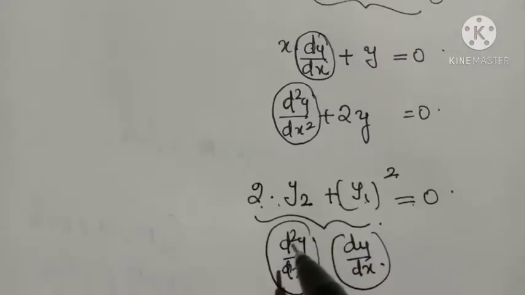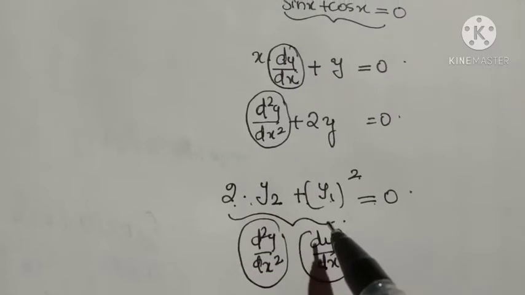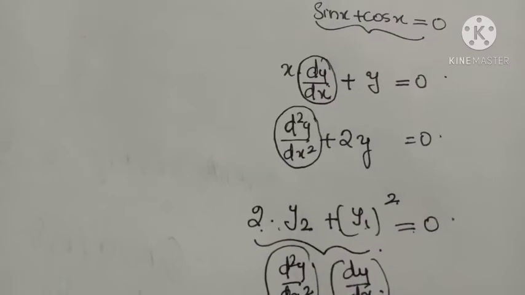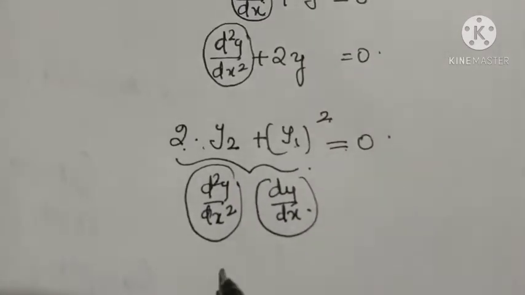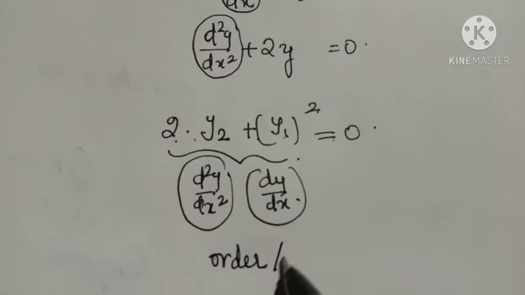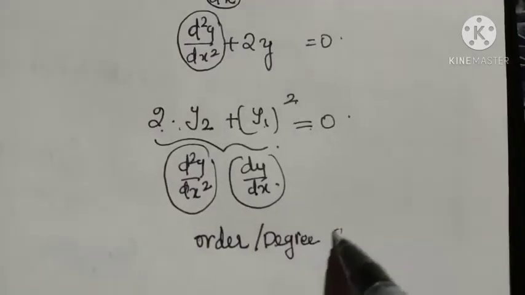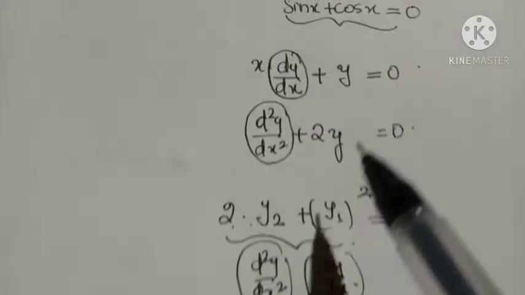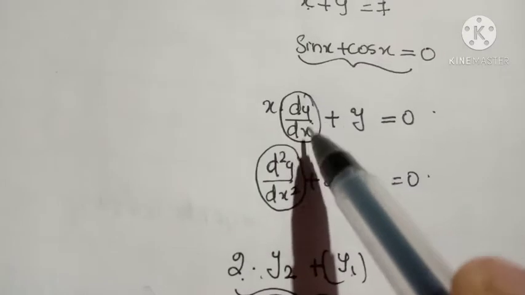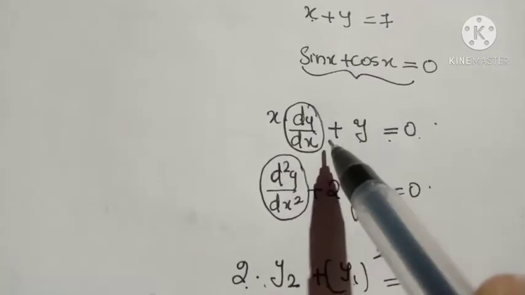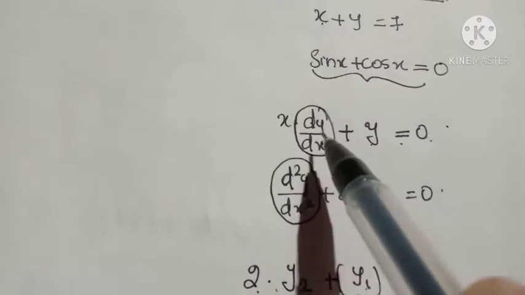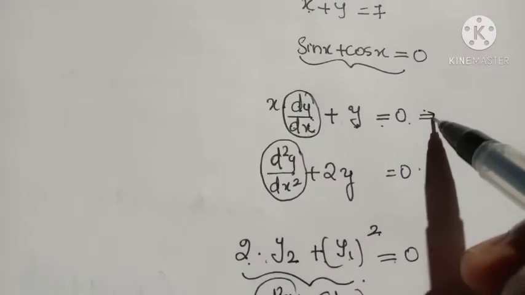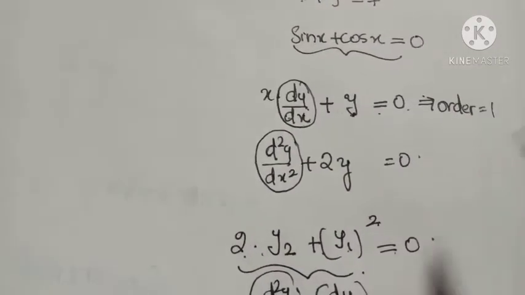In this chapter we will discuss such differential equations and how to solve them. Before that, first we want to see the order and degree of a differential equation. Let us consider this equation x into dy by dx plus y equal to 0. This is a first order differential equation, and therefore its order is equal to 1.